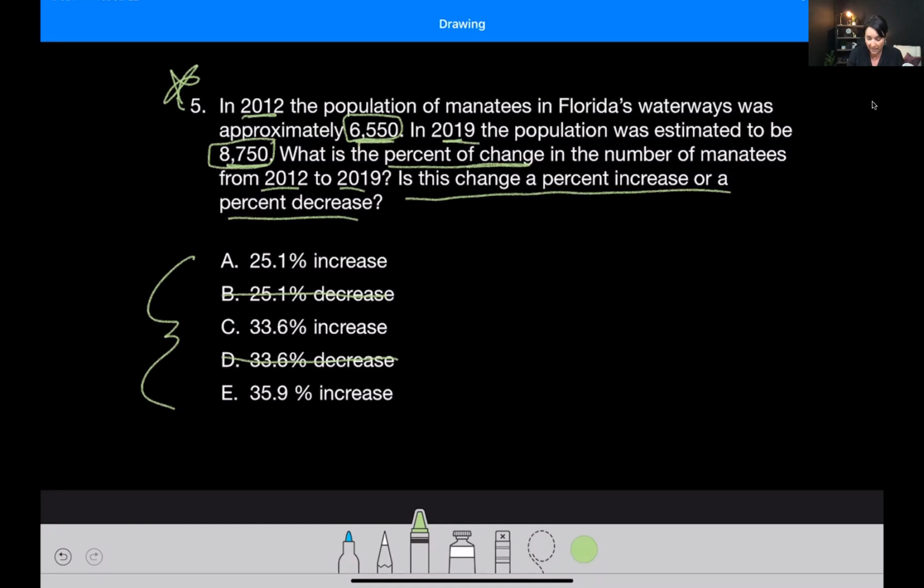So the way I do that is pretty simple. I just take 8,750 and I subtract 6,550, because I'm taking the new population of manatees and I'm subtracting the old population of manatees to figure out how many manatees we added in those years. How many manatees did we increase? And when I do, I get 2,200, because 0 minus 0 is 0, 5 minus 5 is 0, 7 minus 5 is 2, and 8 minus 6 is 2.